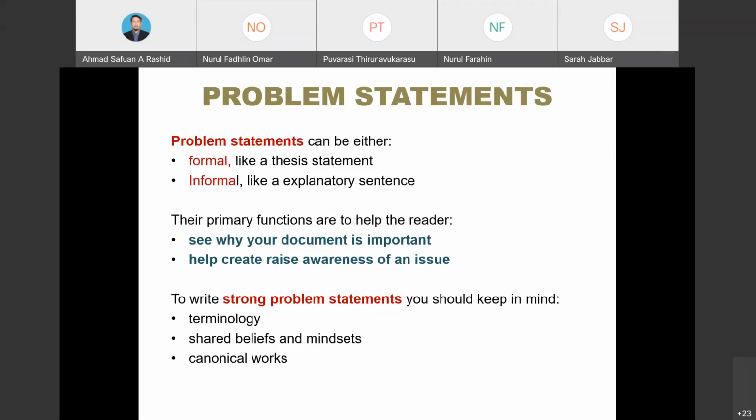Their primary function is to help the reader see why your document is important, and to help raise awareness of an issue. To write a strong problem statement, you should keep in mind the terminology, shared beliefs and mindset, and canonical words. So that is a strong problem statement. But I will share with you some examples of how you address your problem statement.